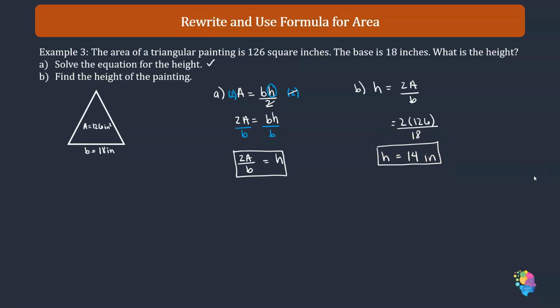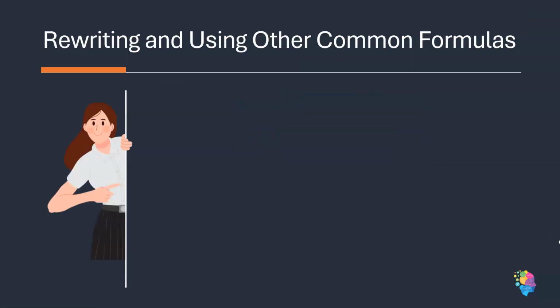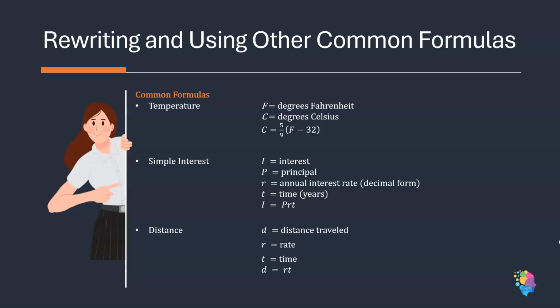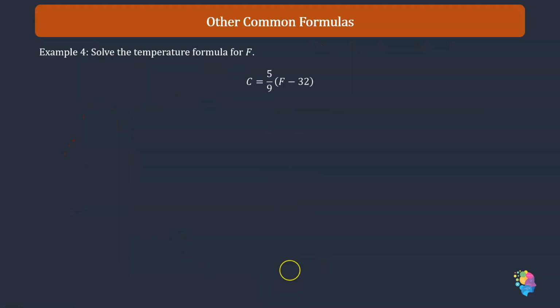Moving along here to the other section of this video. Now we're going to rewrite and use other common formulas aside from the area. We're going to talk about the temperature. We're also going to do an example on simple interest. And the last one we're going to use is going to be the distance formula. Let's start with this one.